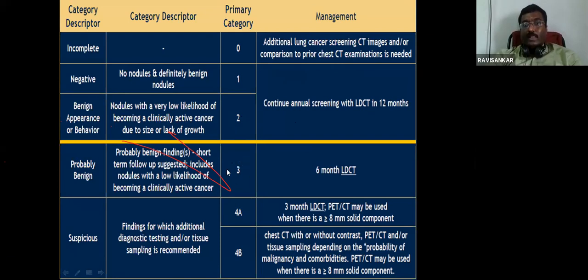When you have a Lung-RADS score of 3, you have to do a 6-monthly CT. When you have a Lung-RADS score of 4A, you can do a 3-monthly follow-up to find its growth, or you can do a PET-CT if there is a greater than 8 mm solid component. This is basically the guideline which we follow for lung cancer screening and its interpretation.